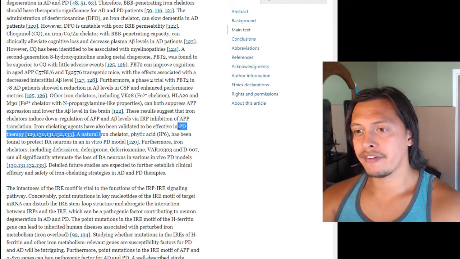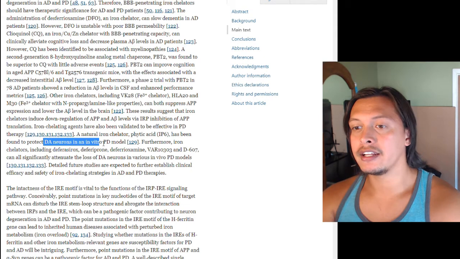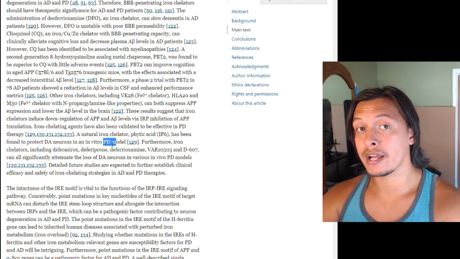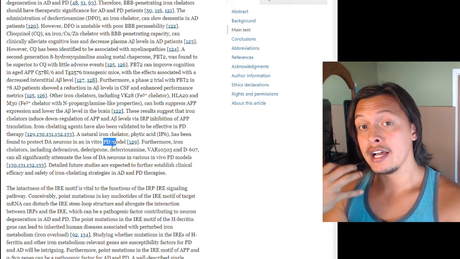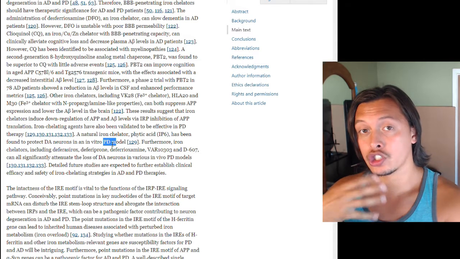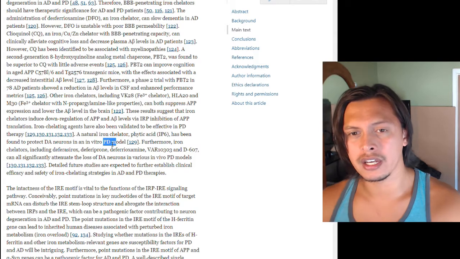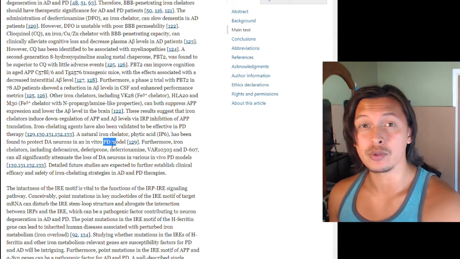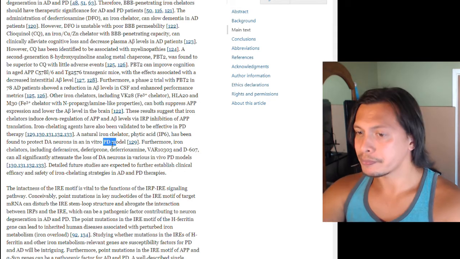But this phytic acid has been found to protect these dopaminergic neurons in an in vitro Parkinson's disease model. Now, granted, that's when the phytic acid is actually touching the target neurons. When you are eating phytic acid, I don't believe you absorb a lot of it. I think it's such a large molecule, it can't be absorbed very readily. And it's also binding these metals, so you're basically passing it through.